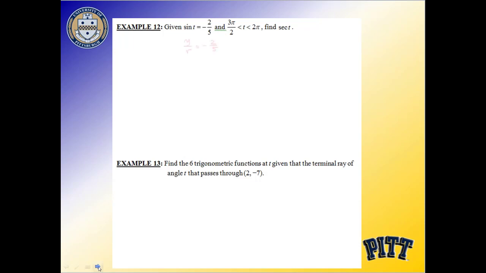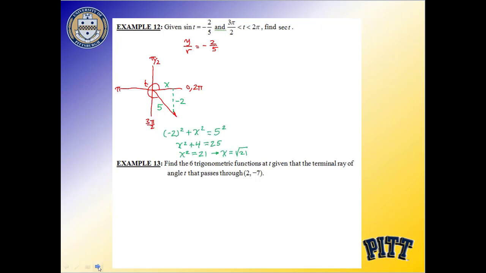So again, I know that the sine of t is y over r, so y over r should have a negative 2/5 ratio. And if I'm drawing it in quadrant 4, that means that the y value is going to be negative 2, of course, because the r value has to be positive. And I could use the Pythagorean theorem to find out what x is. I show the work there, and I get that the x is the square root of 21.